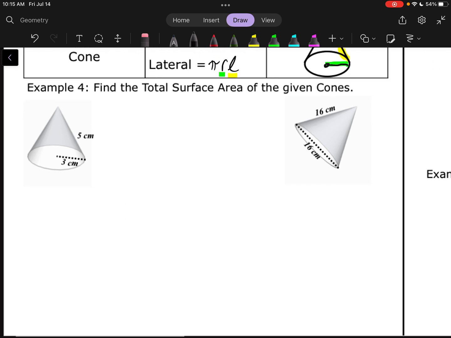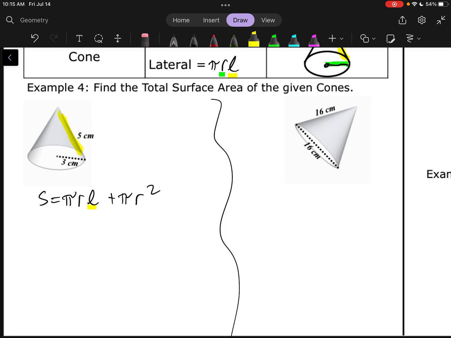So let's give these a shot here. Pi rl plus pi r squared. Looks like we've got everything we need. We know our slant height is 5. We know that our radius is 3.